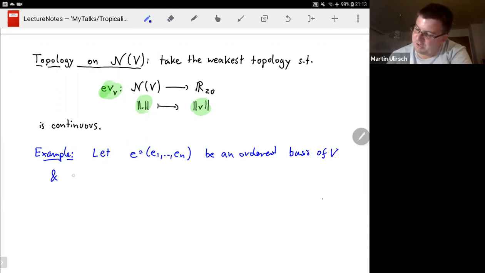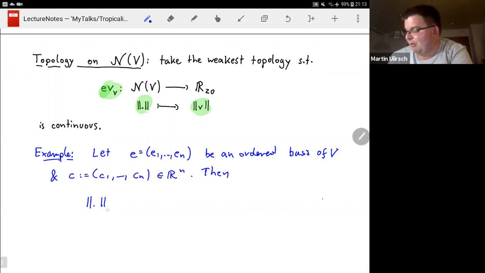And we also are choosing a tuple of real numbers, C1 up to Cn. Then associated to this, we have a non-Archimedean norm that we are going to write as the norm sign with E comma C, that takes this V to a non-negative real number. And what does it do?